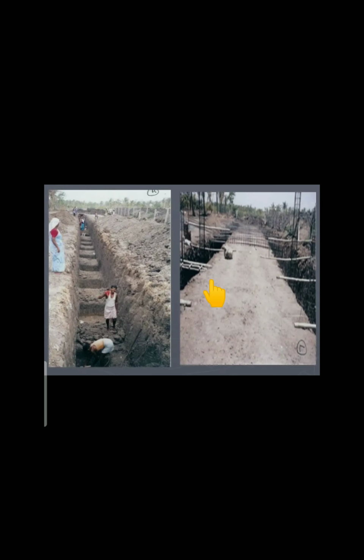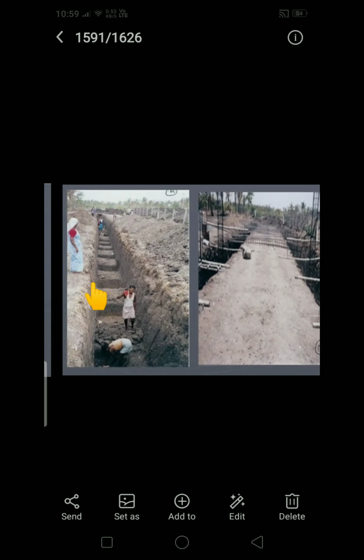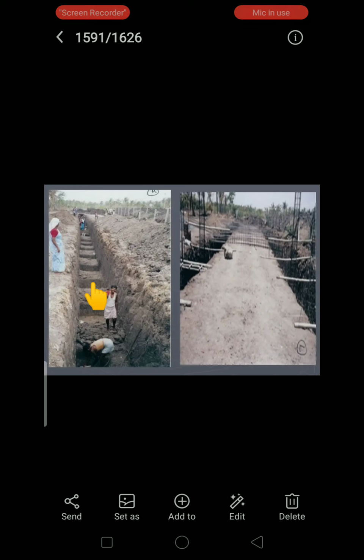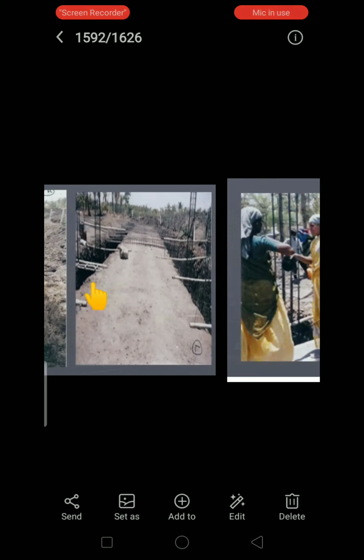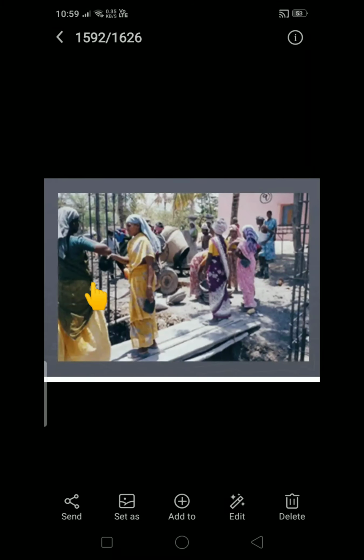This is one example of how they carry out the work in a practical way. This is the excavation of the earthwork. First they excavate to a required depth, then they construct the footings using concrete, RCC or brickwork. These are some of the workers involved while placing the concrete in the footings. This portion will be the column, so it will rise from the footing.